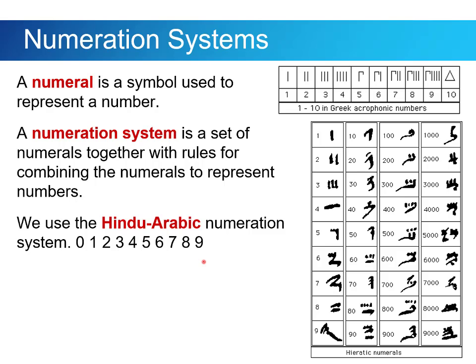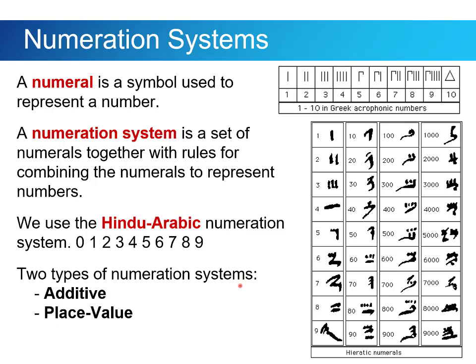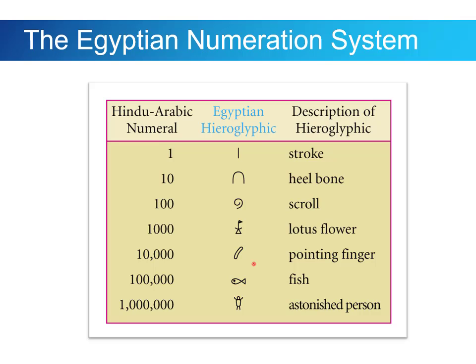We use the Hindu-Arabic numeration system. So we start with the digits 0 through 9, and then we combine them in a variety of ways to indicate quantity. Historically, over the past millennia, there have evolved two different kinds of numeration systems, additive numeration systems and place value. Now, what we use with the Hindu-Arabic is place value, but historically, the first systems to develop were additive numeration systems. So we'll take a look back at some of those. In particular, actually two of them. We'll look at the Egyptian numeration system and the Roman numeration.